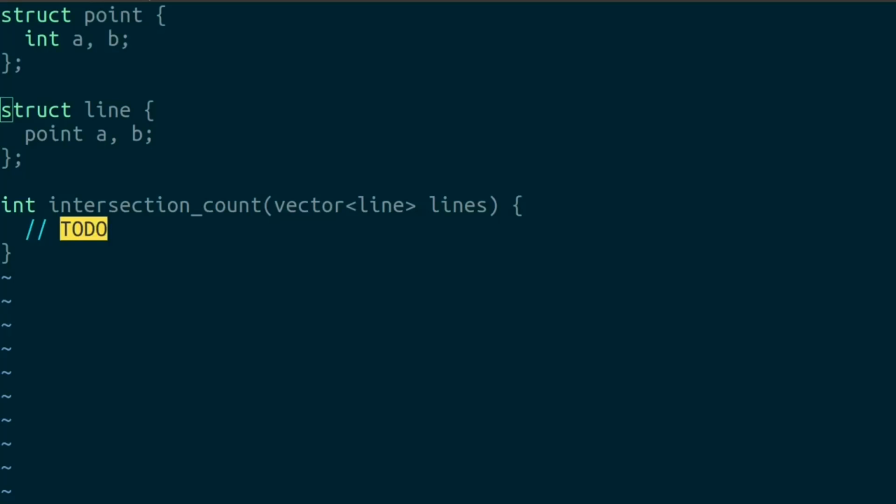A line, of course, is defined by two distinct points along it. This is not the only way to define the line, but this is the format which the alien is using. You are given a list of these infinite lines, and you need to output just the count of the number of intersections, and you need to do it very efficiently. You have 10 minutes to solve this problem. You can pause now, but I will be counting.